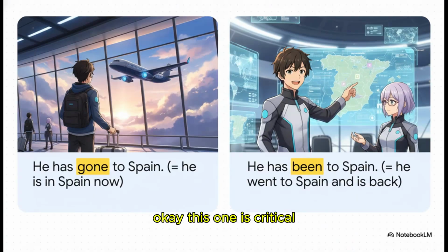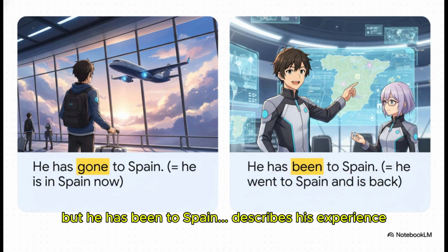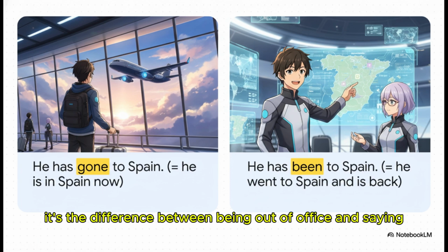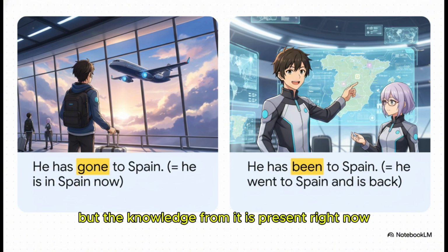Okay, this one is critical. Gone versus been. He has gone to Spain means his current status is unavailable. But he has been to Spain describes his experience. It's the difference between being out of office and saying, "Yeah, I've worked with that API before." The experience happened in the past, but the knowledge from it is present right now.